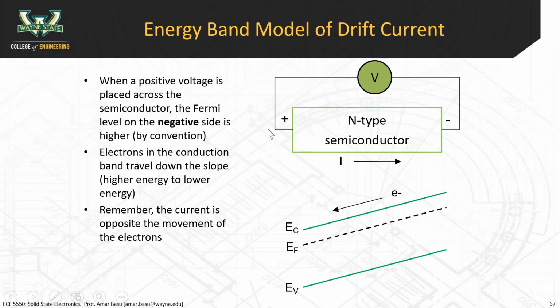It's higher on the positive end, that's right, and it's lower on this end. But if you were to place an electron, where does the electron have the most potential energy? Lower state. Yeah, on the negative side, right?